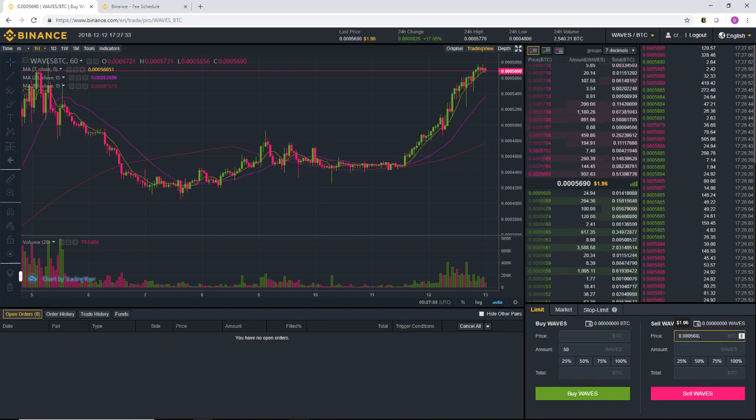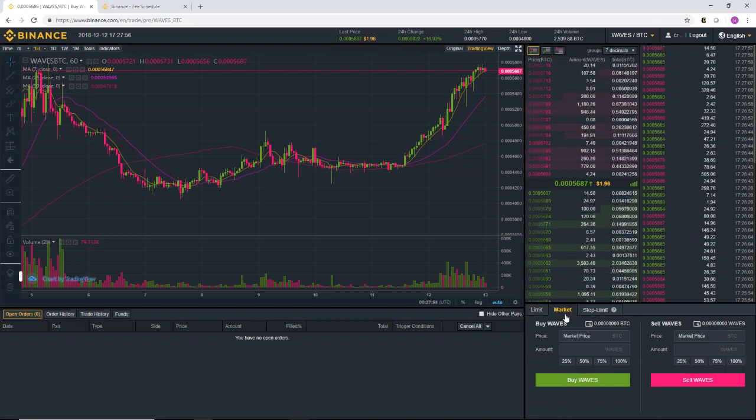Sell is the exact same thing, except on the other side. So say I wanted to sell my Waves at 5700. I want to sell the 50. I will not sell it unless the price goes over 5700. If it goes to 5699, I will not sell it. So that's what a limit order means. And here, if it does sell, I will get 0.0285 Bitcoins in exchange.